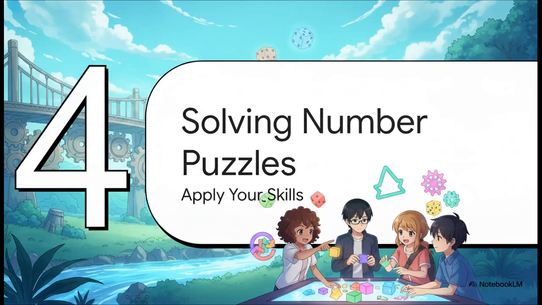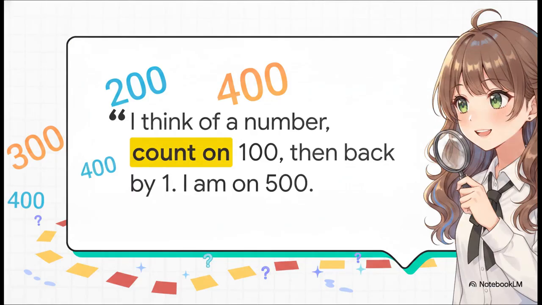Now for the really fun part. Let's apply our skills in Section 4, solving number puzzles. Check out this mini mystery. I think of a number, count on 100, then back by 1. I am on 500. What number did I start on? Now don't panic, this isn't some scary test. It's just a sequence we can solve by working our basic visual rules in reverse, kind of like a detective working backward from a scene.